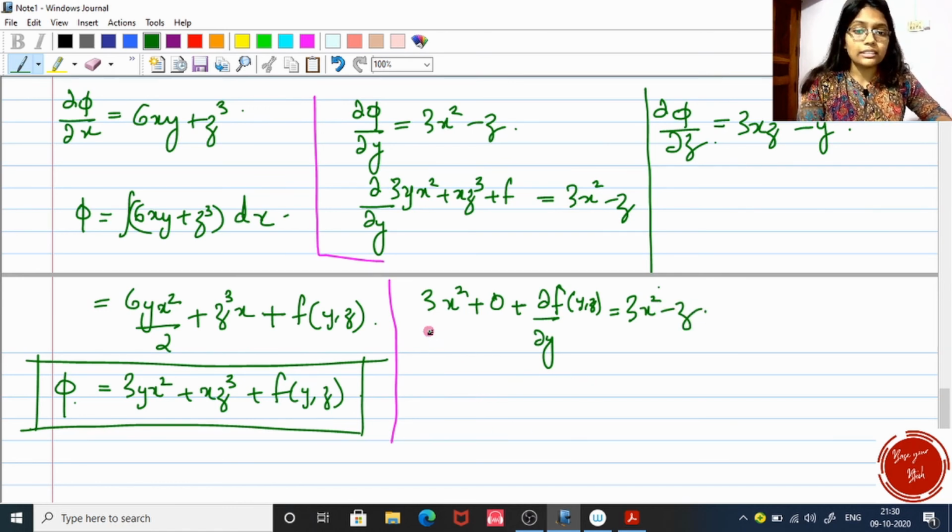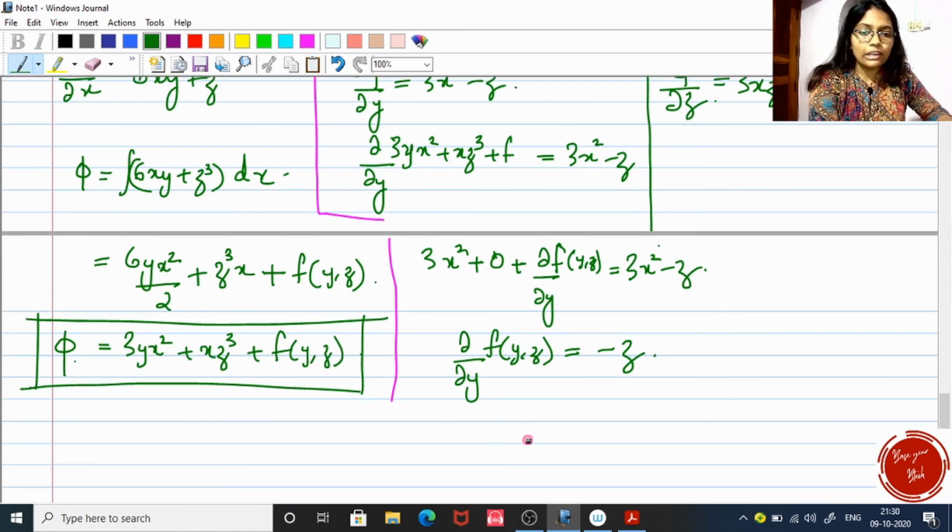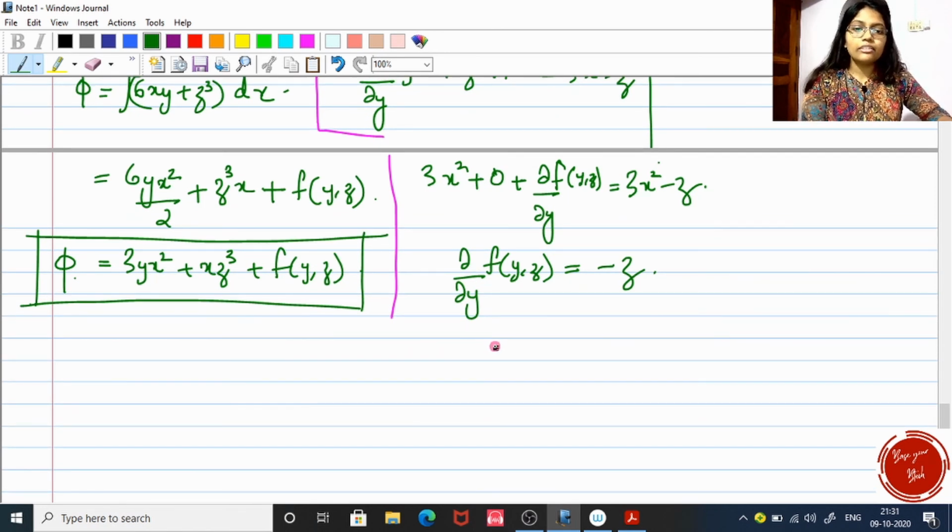So here by comparison 3x square, and dou by dou y of f of y comma z is equal to negative z. Okay, so how to get the f value here? This is having a little difference with the previous problem. So dou by dou y of f is equal to negative z. So now we are at the point that we have to find f, isn't it? So how to get rid of this dou by dou y? Just integrate this with respect to y. So when I integrate this with respect to y, I simply get f of y comma z. Now this is equal to integral minus z dy. So it is minus zy plus integration constant.